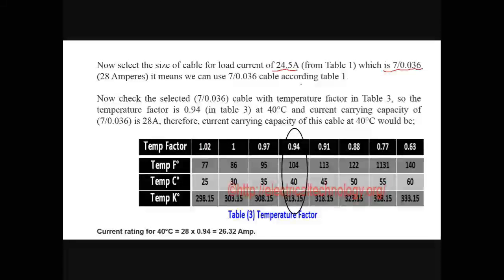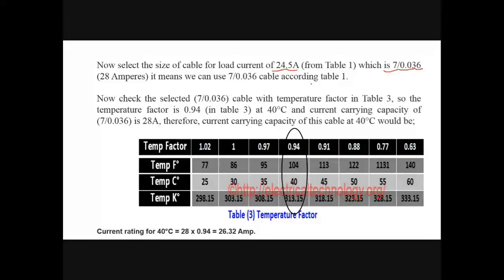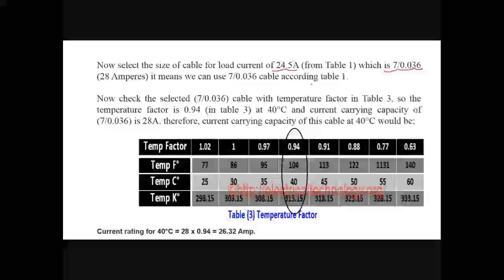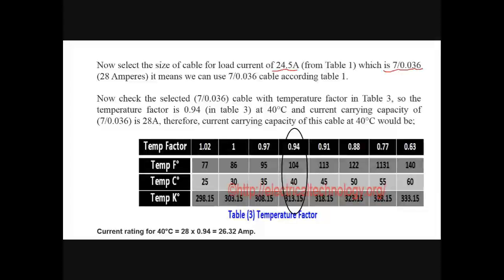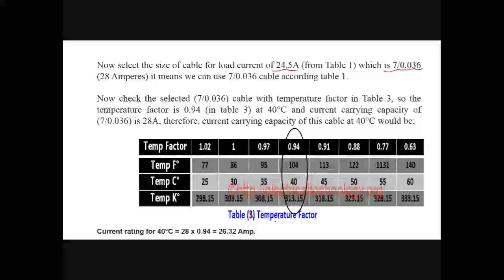Yes, it means we can use the 7/0.036 cable according to table number 1. Now, what do we have to check? We have to check the temperature range also. So here they have given again the second table. Sorry, this is the second table. So this is a print mistake.